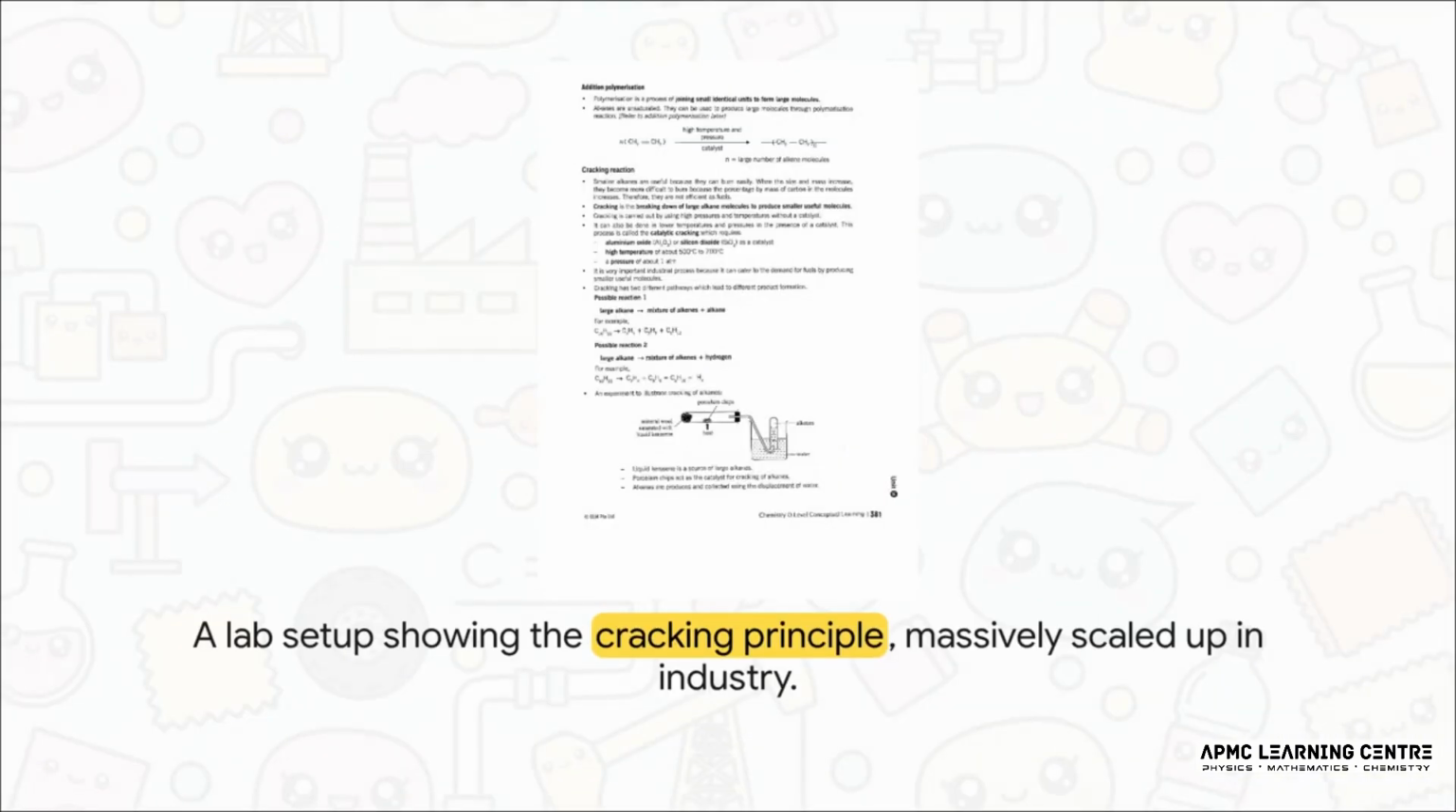So what you're seeing here is the basic idea, like a lab setup. Now, I want you to imagine this scaled up to the size of a building, processing thousands of barrels of oil every single day. That's what's happening right here in this plant. It's a totally vital industrial process that turns low-value gunk from crude oil into high-demand gasoline and the essential building blocks for the entire plastics industry.